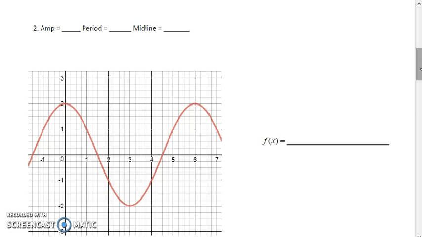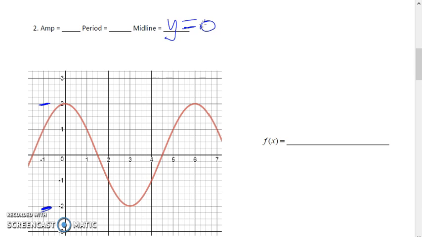Okay, so as you come back, we look at this. The height of it goes to 2. The furthest down it goes is -2. If we split that in half, our midline once again is back at 0. So my midline is y equals 0. Therefore, C again is 0.